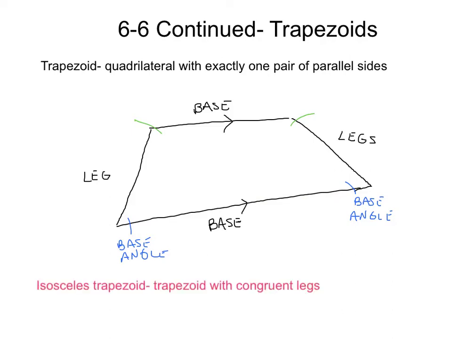Although it doesn't happen all the time, if these legs are congruent, again the non-parallel sides, we call it an isosceles trapezoid. And it's simply a trapezoid with congruent legs. We have three theorems dealing specifically with isosceles trapezoids.